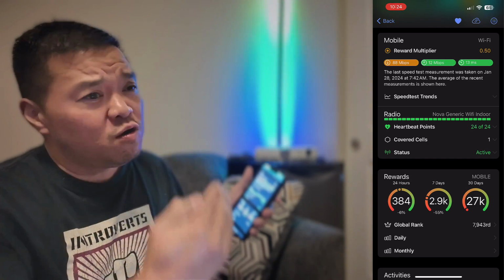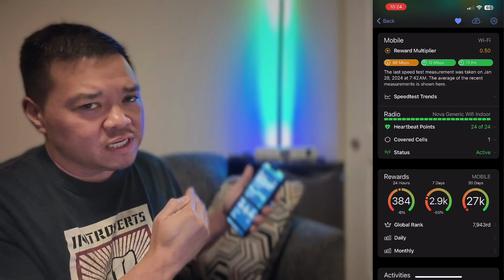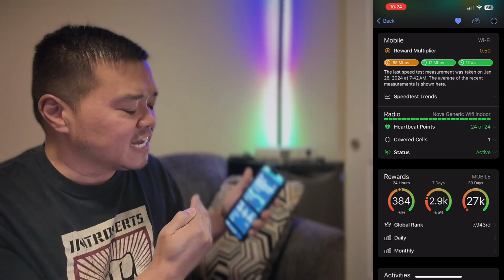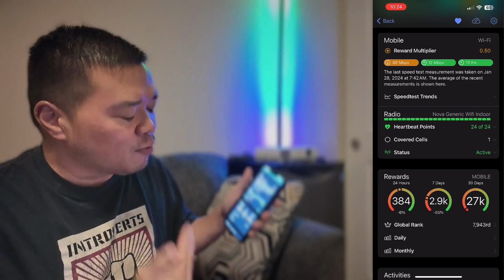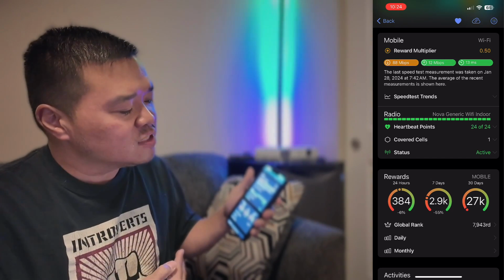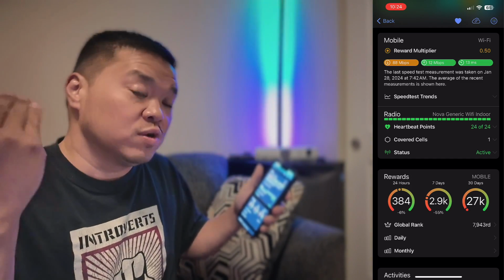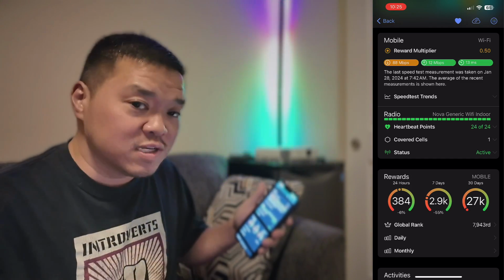So anything below 50 megabits per second, you're going to lose rewards and only get 0.25 rewards. Anything under 100, you get 0.5 as a multiplier. And then if you actually do it right, you get 1. So the 1 is what we want to have.